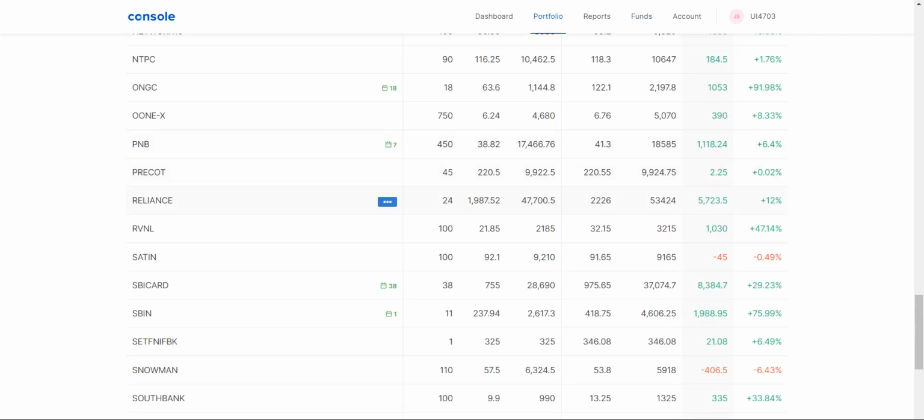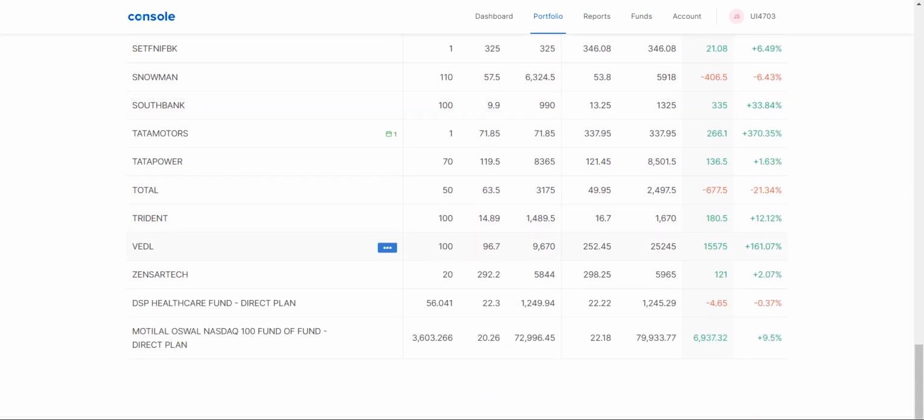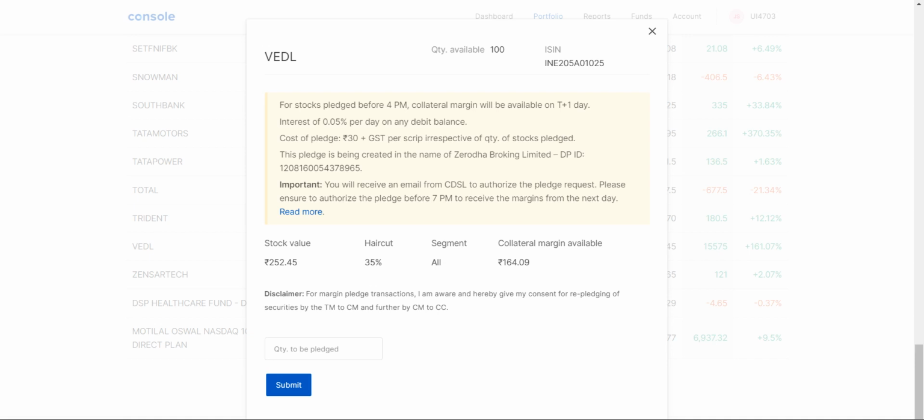If I show you another example, like Vedanta, pledge for margin, you can see that in Reliance the haircut was 17%, and here the haircut is 35%. So in every stock the haircut is different. In this one, the stock price is 252 rupees and you will get 164 rupees for one stock. I have 100 quantity, I can pledge 100, I can even pledge 50, it's up to me.